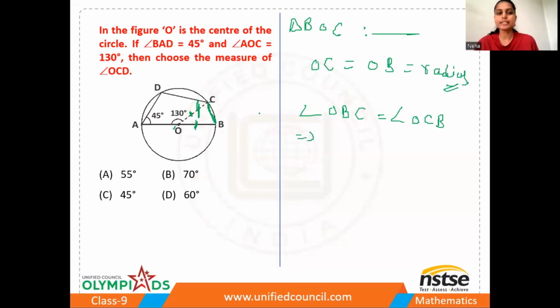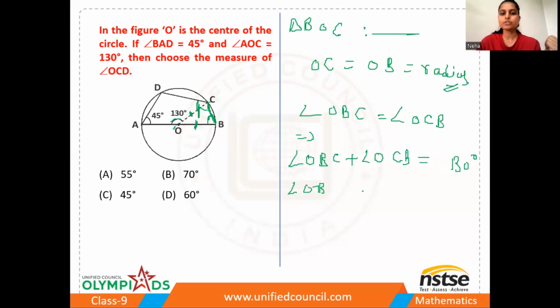As we can see here, students, AOC is basically the exterior angle of these two angles, right? And as you know, the exterior angle is equal to the sum of the two interior angles. That means angle OBC plus angle OCB is equal to 130 degrees. These two angles are equal, so angle OBC is equal to angle OCB, which is half of 130 degrees, that means 65 degrees. Perfect.